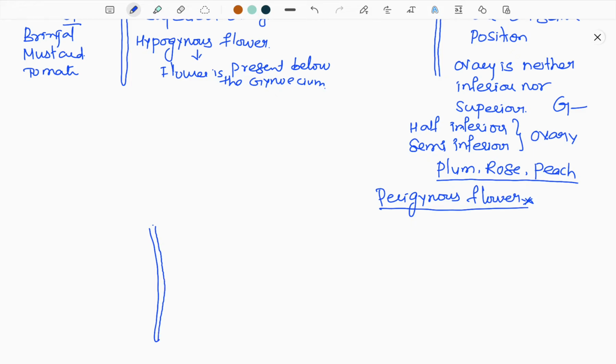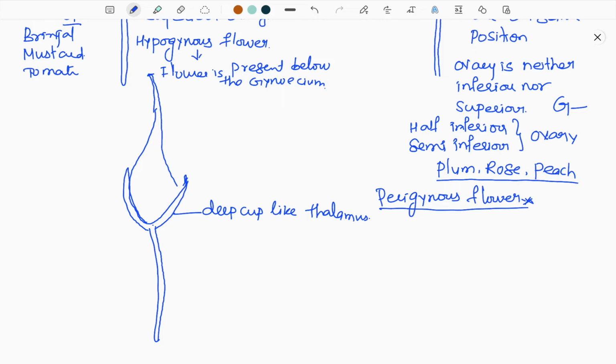Here the thalamus is a deep cup-like structure. That is the case, you should understand it very clearly. Like this is the thalamus, which is a deep cup-like structure. Now the ovarian wall and thalamus are completely fused. They are completely fused.